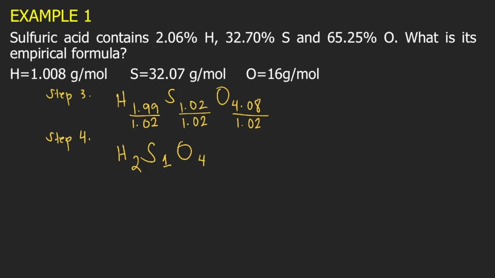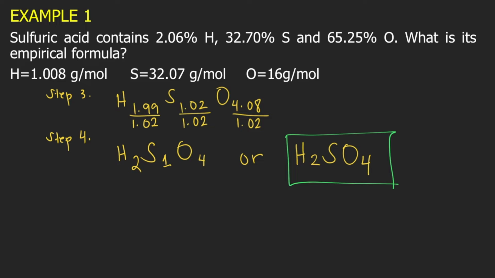So we got H2S1O4. In chemistry, we know that if the subscript is 1, we omit 1 as the subscript. So this is simply H2SO4. And this is the empirical formula, and this is the answer to the question.